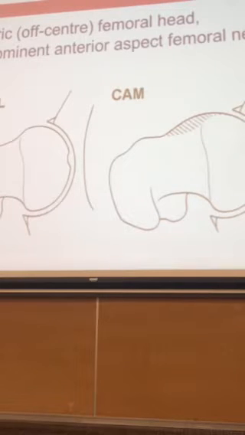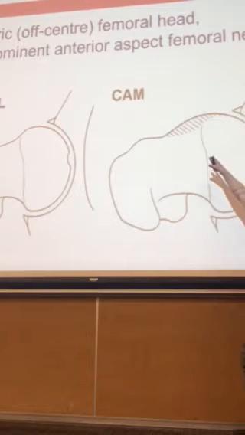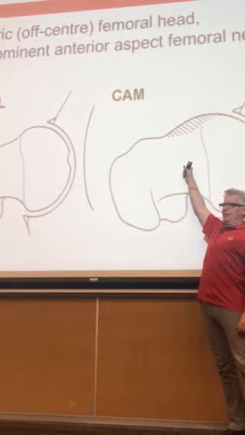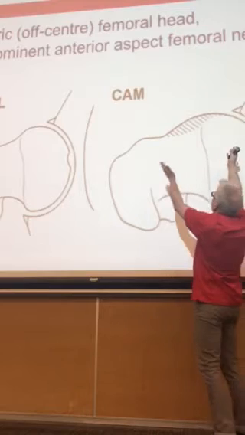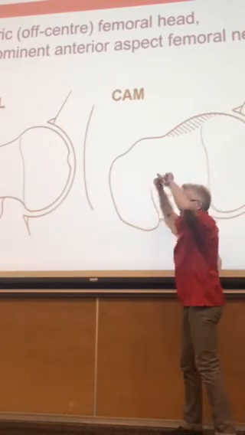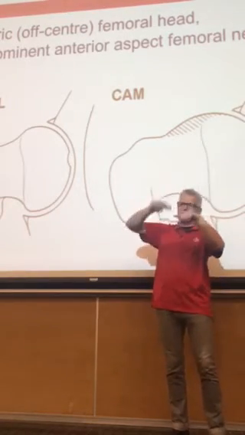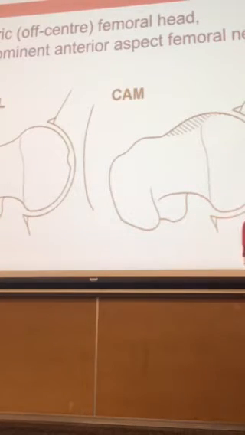Cam type, and this picture really doesn't do it justice, is where the acetabulum is normal, but the femur gets in the way. Now, this makes it look like there's just this bump there, and that bump is called the cam bump. A cam is an eccentrically shaped circle, like the camshaft in an overhead valve car. It's a type of machine wheel, but an eccentric or off-center wheel. So this is an off-center femoral head, a cam-shaped head. It's not round. It's said to be an eccentric femoral head.